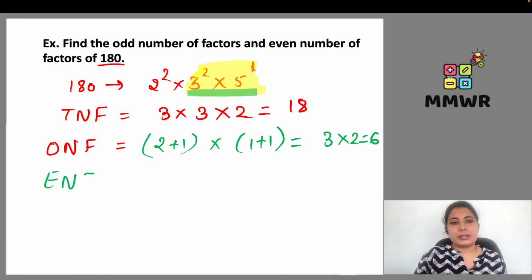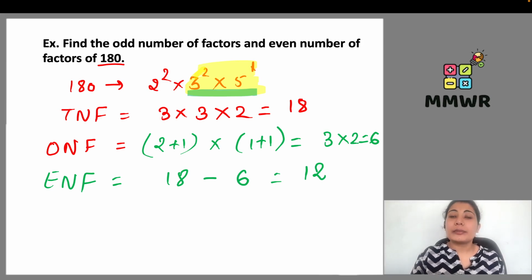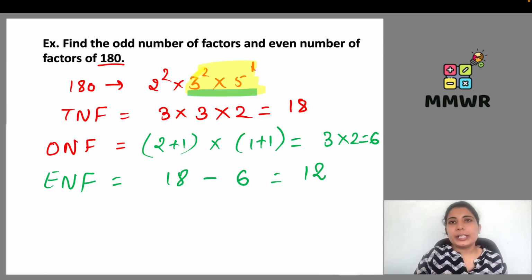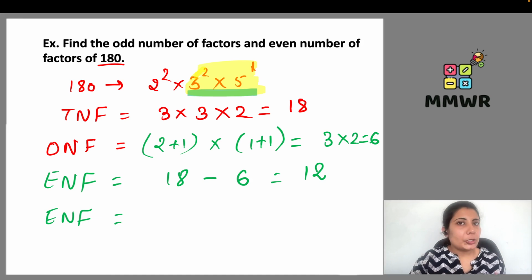Even number of factors, I simply have to take the difference of the total number of factors and odd number of factors, which is 12. 18 minus 6 gives me 12. So even number of factors कितने हो गए मेरे पास में? 12. Even number of factors I can find just by writing the even base power. Even जो प्राइम नंबर 2 है उसकी पावर को मैं as it is लिखूंगी multiplied with odd base powers successor product.